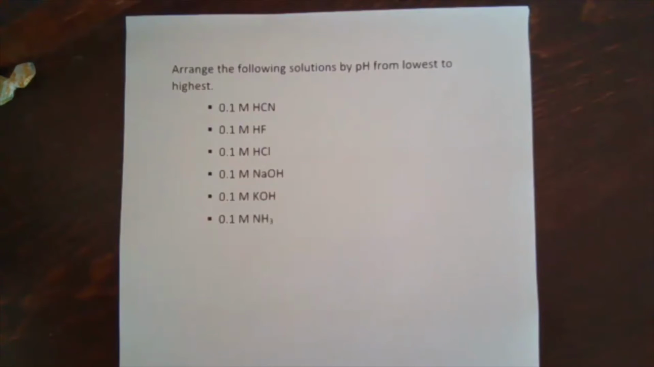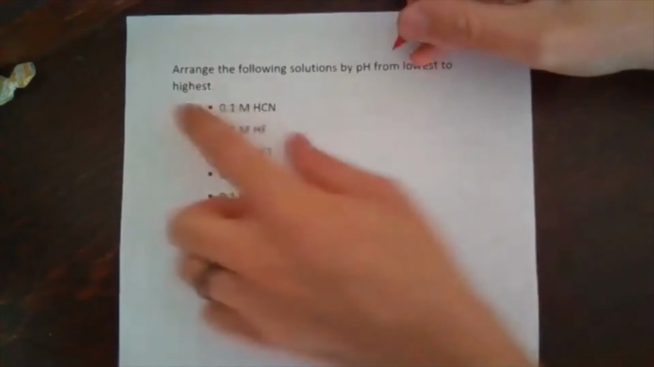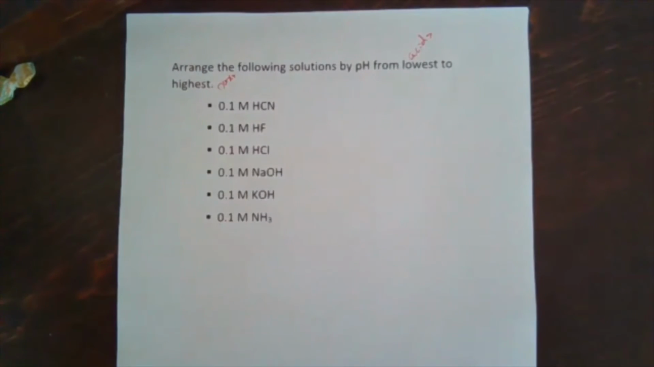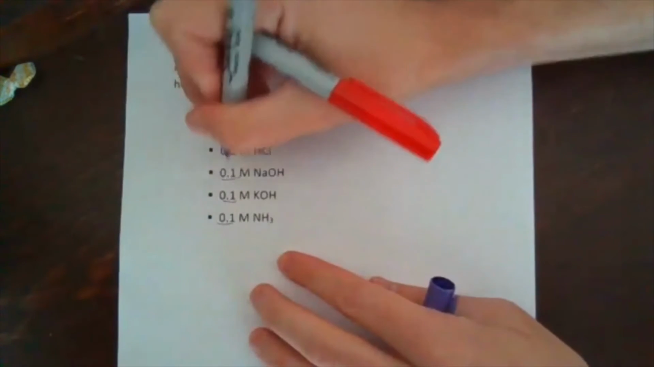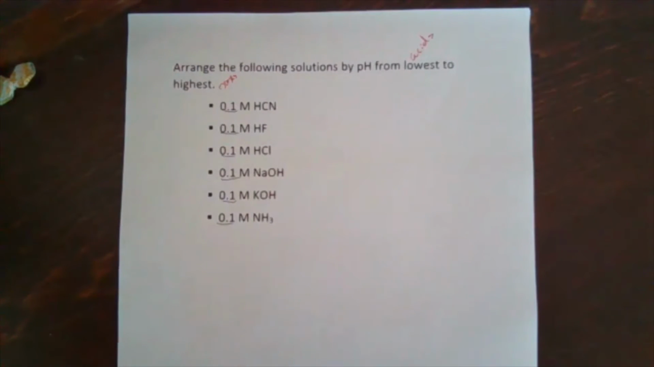Okay. So we want to arrange solutions by pH from lowest to highest. All right, so if we want to remember, what does relative pH mean? So low pH, we're looking for acids. High pH, we're looking for bases. So when we look at all of our solutions, one of the things we can note is that in all of them, it's the exact same concentration. So they're all at the same concentration.